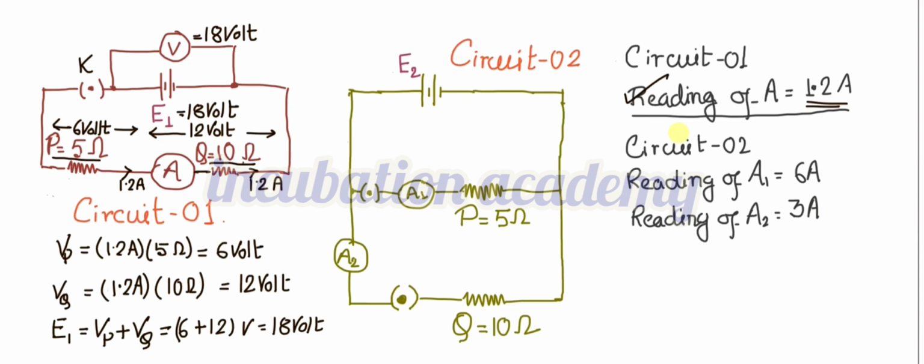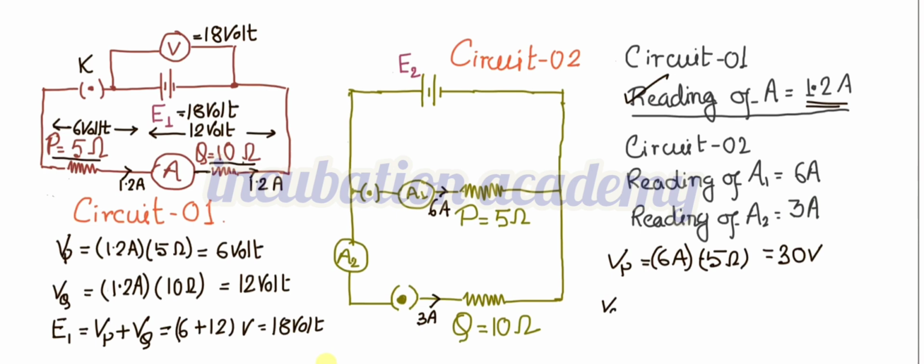Now let us come to circuit 2. In circuit 2, the reading of the ammeter A1 is given as 6 ampere, and this 6 ampere also flows through this 5 ohm. The reading of ammeter A2 is 3 ampere, so this 3 ampere flows through this 10 ohm. What is the potential drop across P? Vp is 6 ampere multiplied by 5 ohm, so 30 volt is the potential drop across the resistor P.